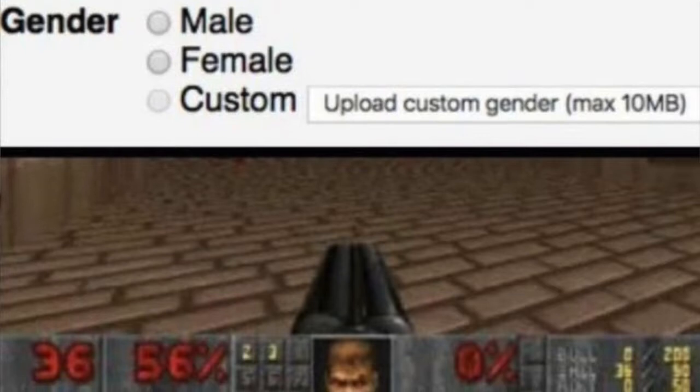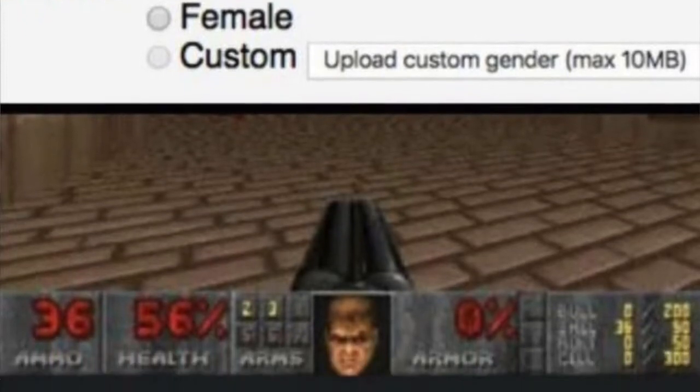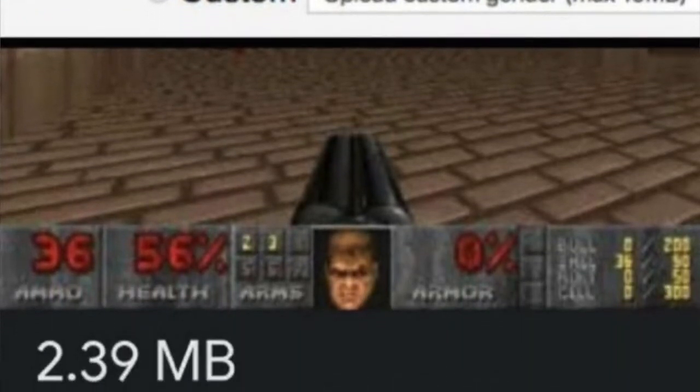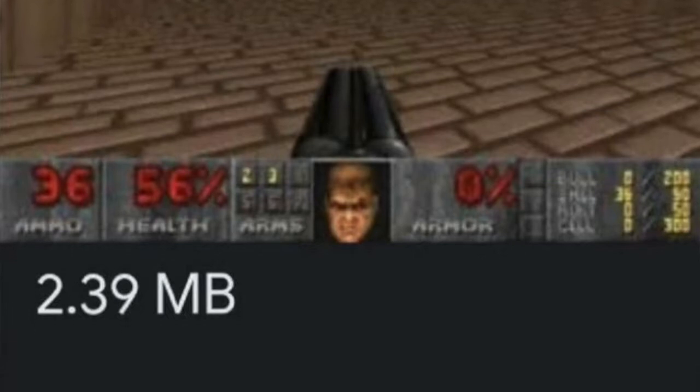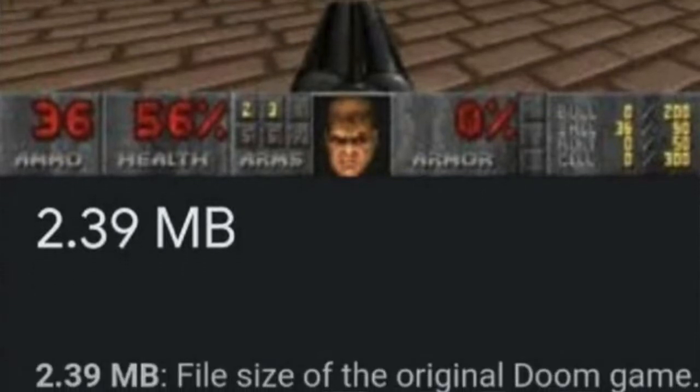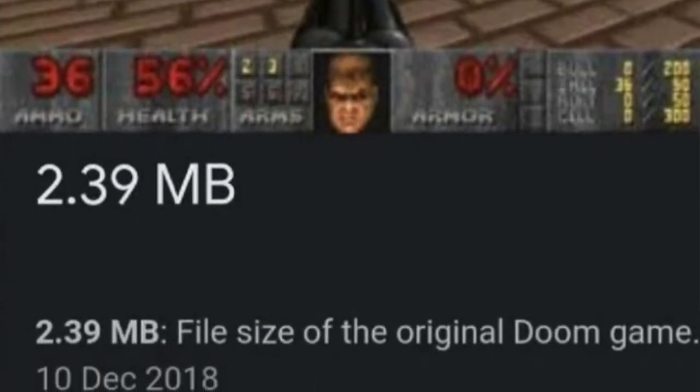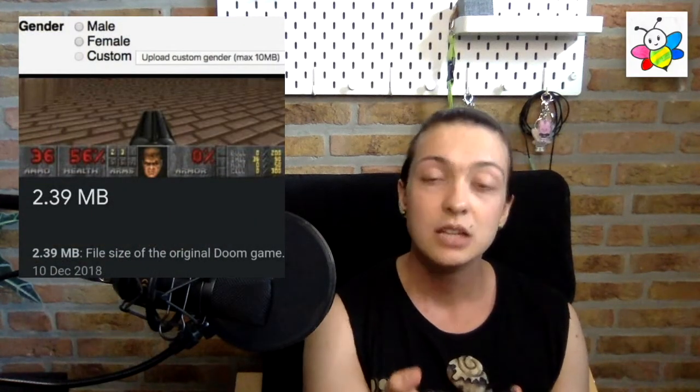Gender, male, female, custom. Upload custom gender, maximum of 10 megabyte. Well, the file size of the original Doom game is only 2.39 megabyte. So is that your gender now? Now, can I just say, I know the attack helicopter joke isn't funny, but if non-binary people themselves, or generally queer people, make jokes like this, then it's funny.